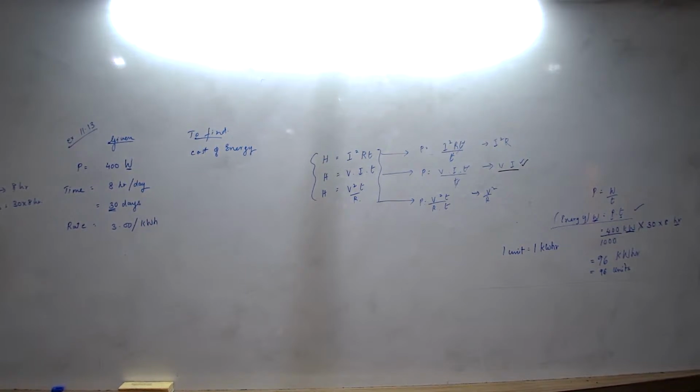They have given us what? Power is given to us. The same formula: if cross multiplied, W is equal to P into T. And if cross multiplied, T is equal to W by P.